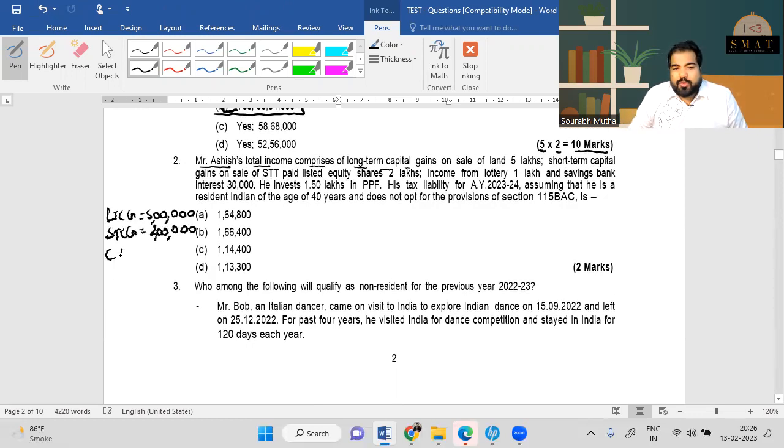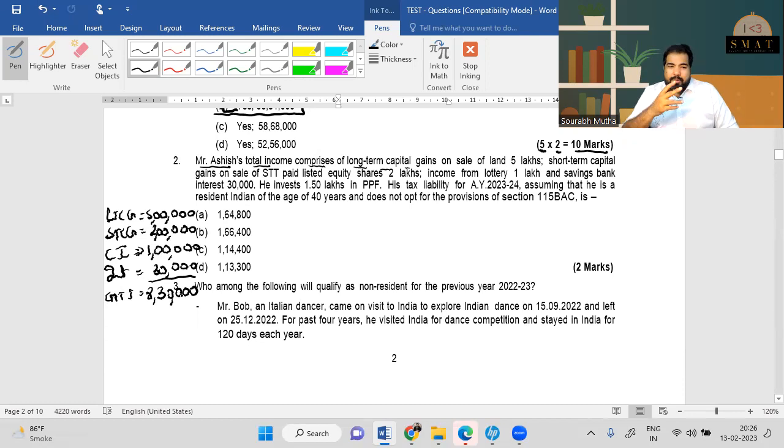He won a lottery. So casual income, congratulations to Ashish. He won a 1 lakh rupee lottery. And he has saving bank interest of 30,000 rupees. So what is his gross total income? Let's calculate. 5 plus 2, 7, 8 lakh 30,000 is his gross total income.